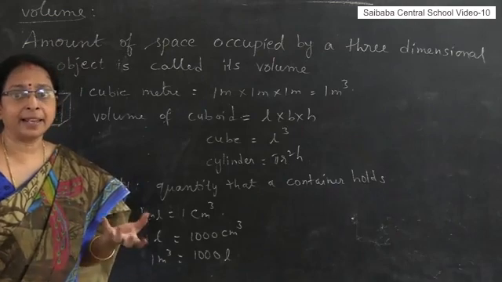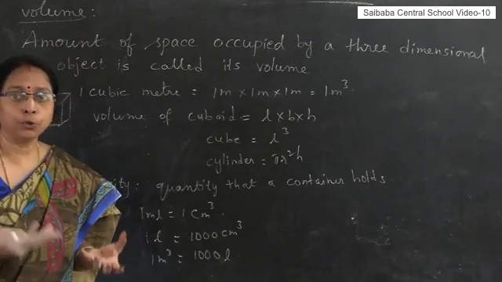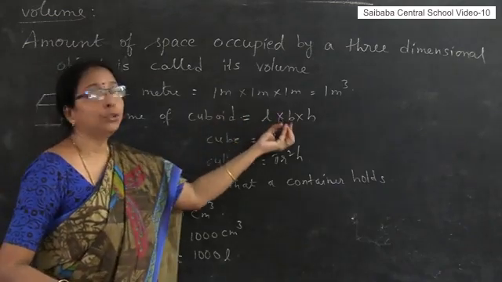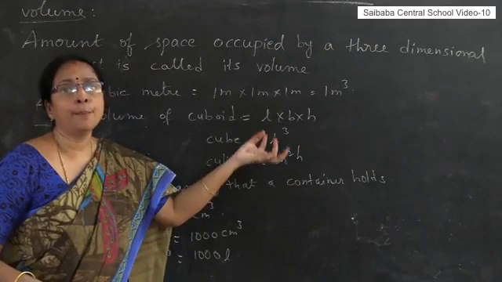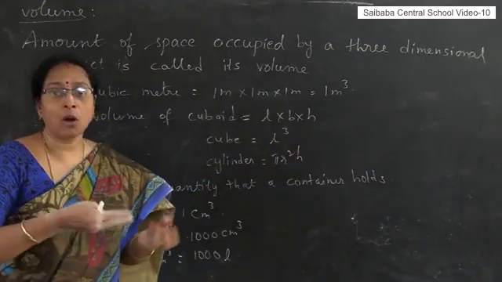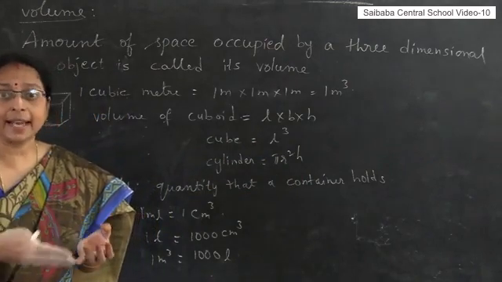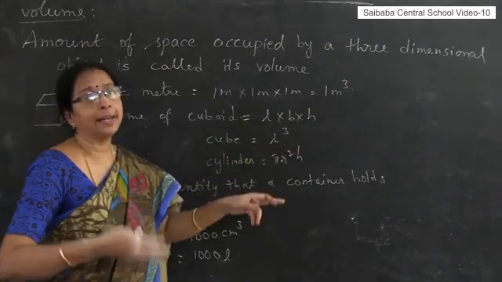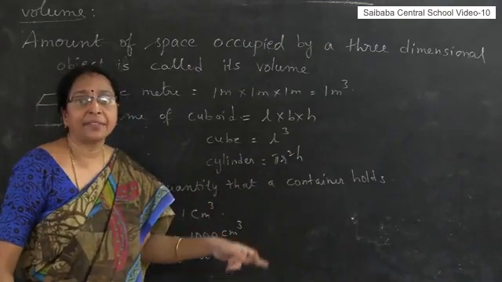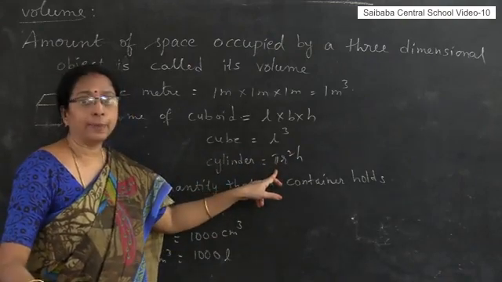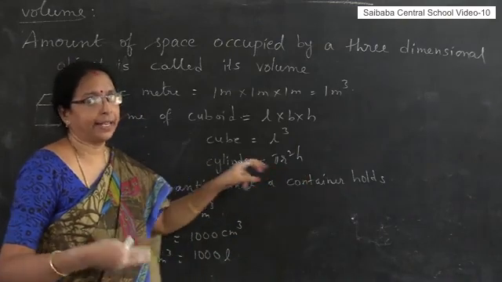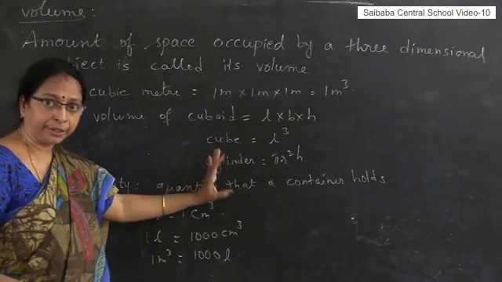Similarly to lateral surface area and curved surface area for cube, cuboid and cylinder, volume of cuboid is L into B into H, length into breadth into height. For cube, L cube, because all sides are the same. That's why L cube, that is L into L into L. Next, volume of the cylinder, pi r square H. Pi is nothing but 22 by 7 or 3.14. R is the radius and H is the height. So these three formulas are very important for volume.